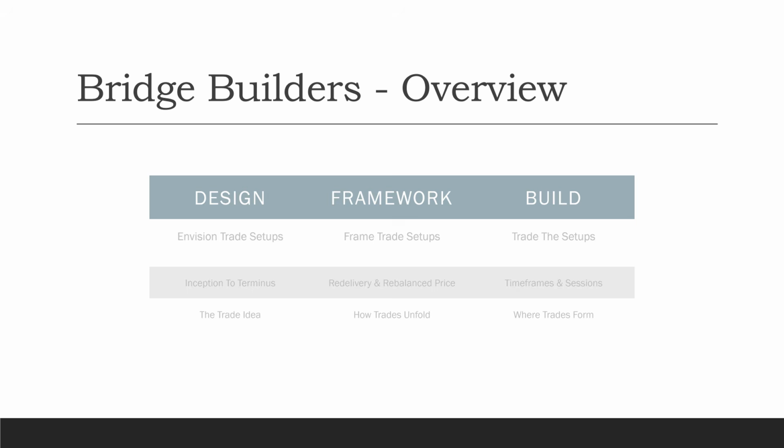The second stage of this presentation is framework. How do we frame trade setups? How can you frame a trade setup? And the understanding of redelivery and rebalance of price. So how do trades unfold? We'll talk a little bit about that as well. And the final phase of this presentation will be building: the trade setups themselves, time frames and sessions, and where trades form.